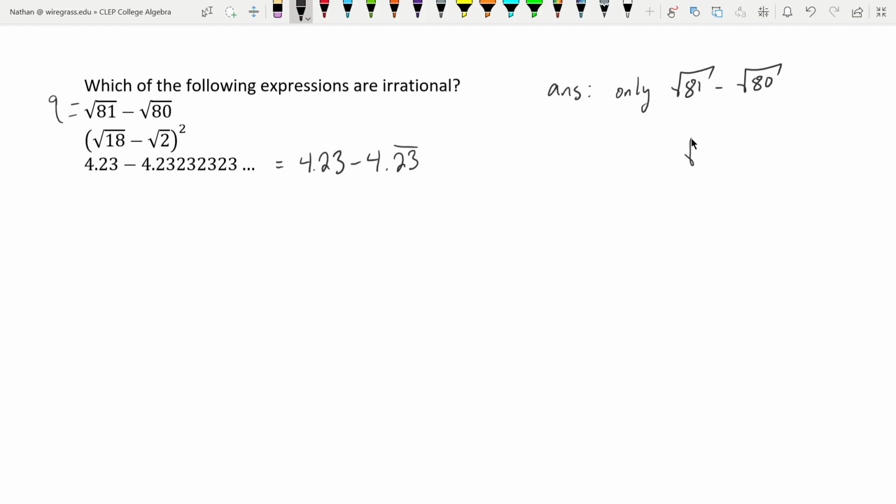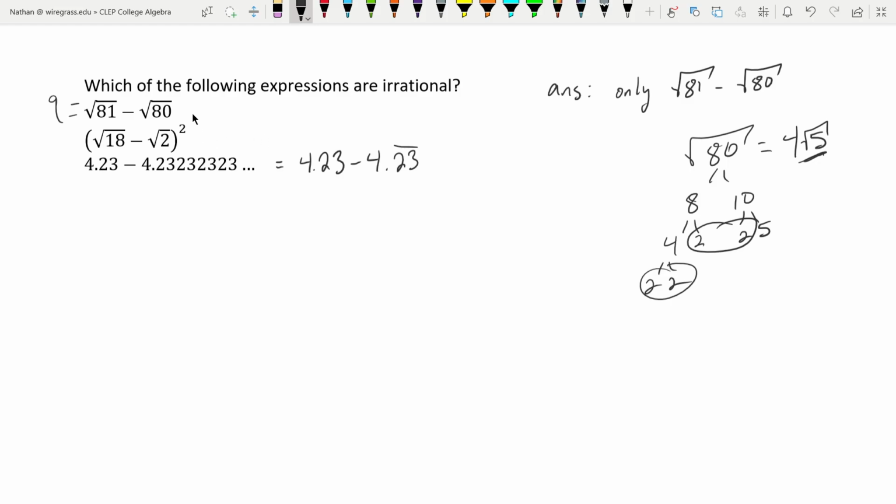We can simplify it: it's 8 times 10. 8 is 4 and 2. 4 is 2 and 2. 10 is 2 and 5. We have a pair of 2s, a pair of 2s. It's the same thing as 4 root 5. Because of that root 5, this thing is actually an irrational statement. 9 minus 4 root 5 is definitely irrational.